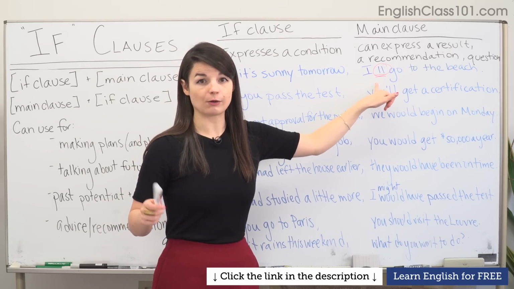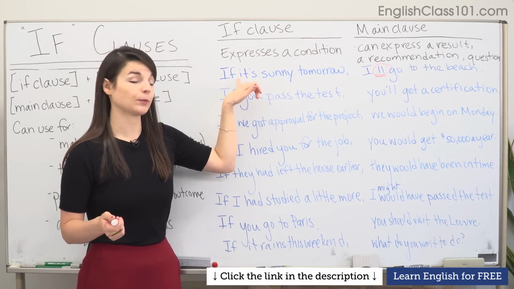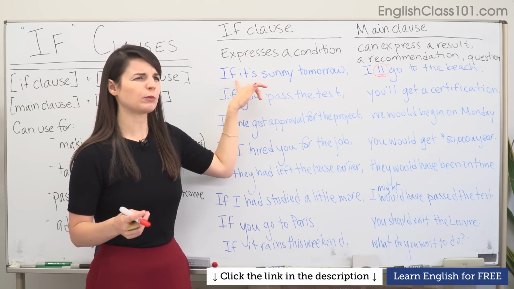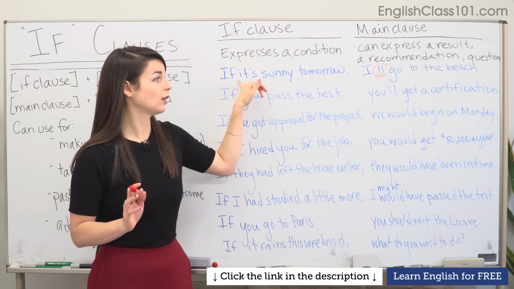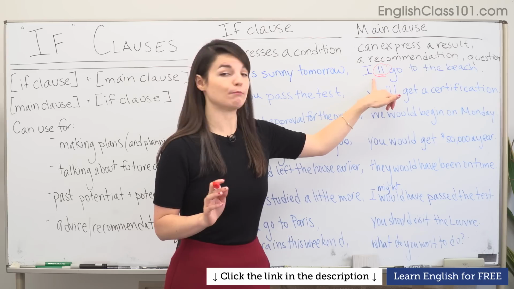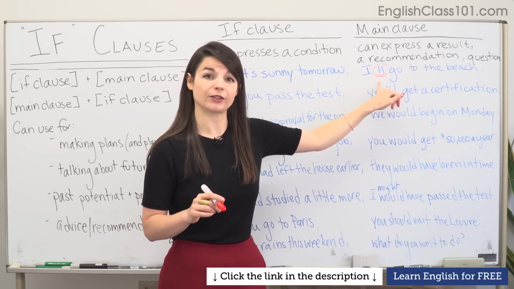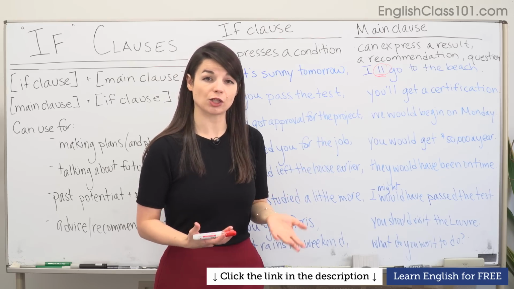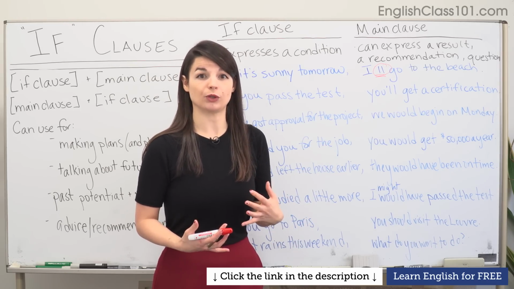Please be careful, however. Do not use will in this part of the sentence. For example, some people say, if it will be sunny tomorrow, it's not correct. We cannot use will here. We need to use will in the main clause. If it's sunny, I'll go to the beach. Please be cautious here. So this sentence means if the weather is nice tomorrow, my plan, I just decided, is to go to the beach.